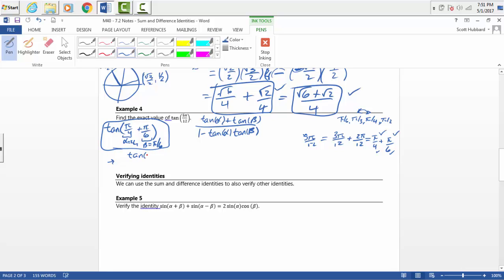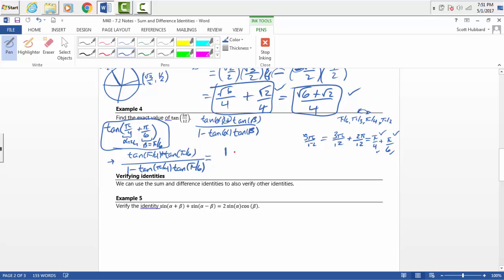tangent of pi over 4 plus, sorry, plus tangent of pi over 6, over 1 minus, and this is where the multiply happens, tangent of pi over 4 times tangent of pi over 6. And tangent of pi over 4 is 1.